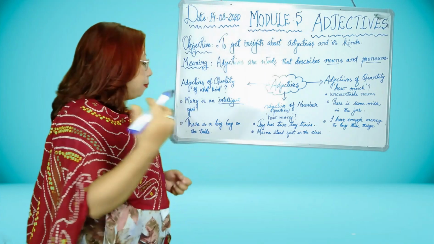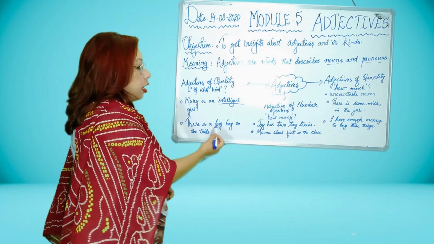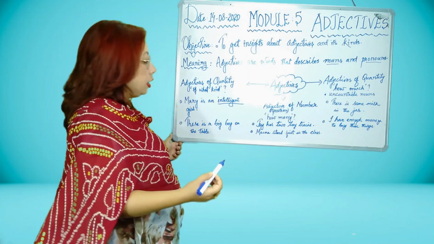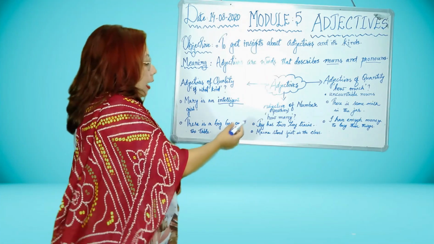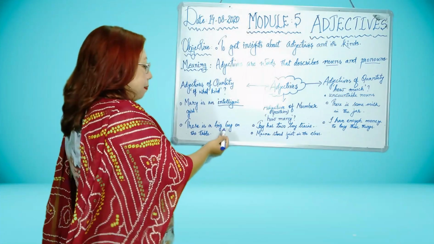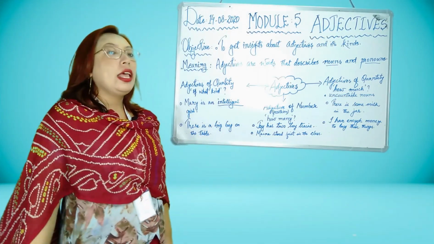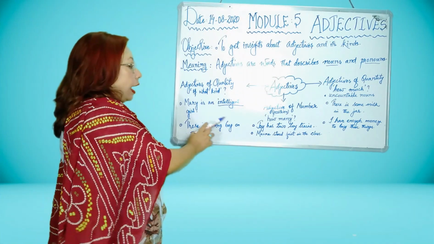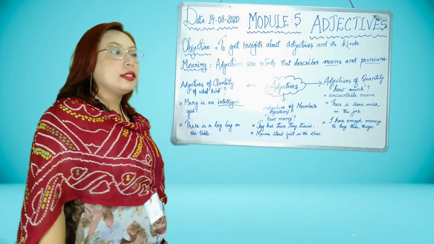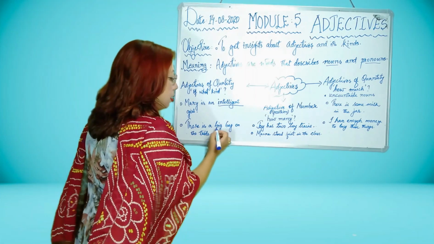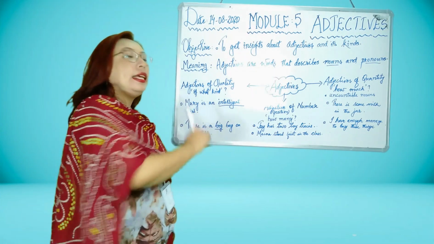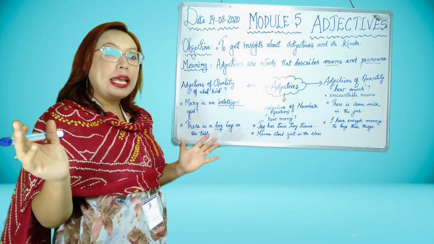Okay, one more example. There is a big bag on the table. So students, see here, there is a big bag on the table. As we know, which are the nouns here, students? Bag and table, right? Now tell me, students, can you identify the adjective of quality in this sentence? Yes, the adjective of quality is big. Now if I ask what kind of bag it is, it's a big bag, right?